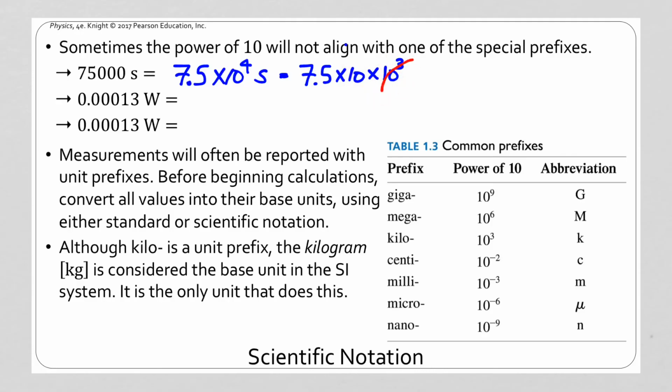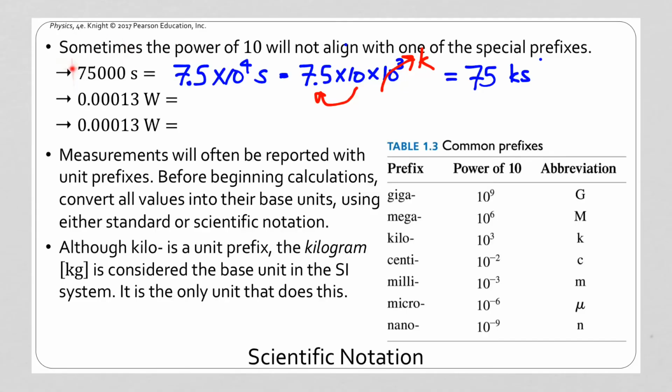So I can group that as 10 times 10 to the 3 instead. This is still 10 to the 4, because it's 10 times 10 times 10 times 10. Now this 10 to the 3 is kilo. This 10 is by itself, so I'm going to group it back with the 7.5. And 10 times 7.5 is 75. And my k symbol for kilo, seconds.